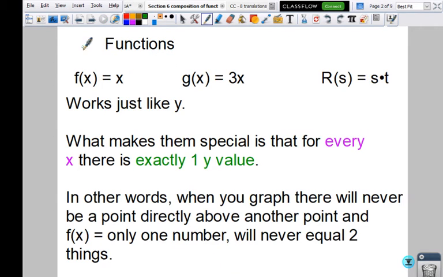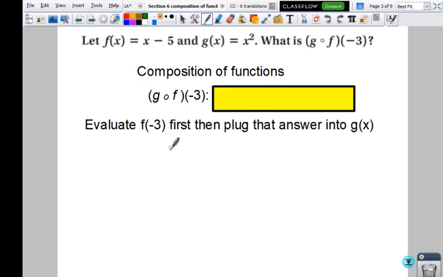All right. So f of x is a function, and remember it works just like y. So what we're going to be doing today is working with functions. So we're going to let f of x equals x minus 5 and g of x equals x squared.